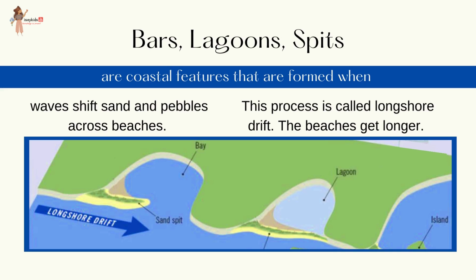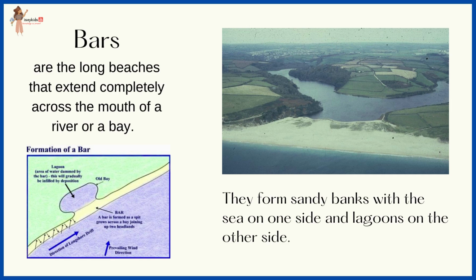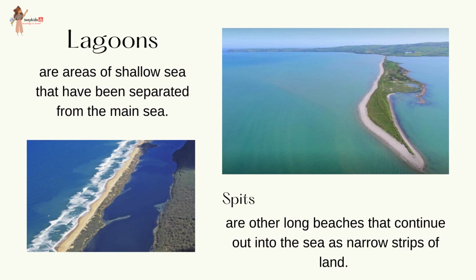The beaches get longer. Some long beaches extend completely across the mouth of a river or a bay. These are called bars. They form sandy banks with the sea on one side and lagoons on the other side. Lagoons are areas of shallow sea that have been separated from the main sea. Other long beaches continue out into the sea as narrow strips of land. These are known as spits.